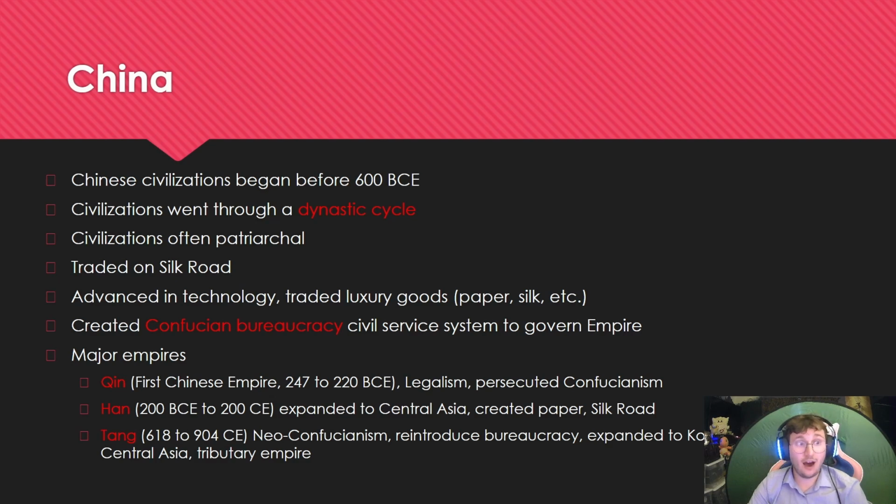Our next is going to be the Han Empire, which is going to be from 200 BCE to 200 CE, and expanded China to Central Asia. This is going to be the dynasty that creates paper and really builds up the Silk Road. And then we have the Tang Dynasty, from 618 to 904 CE, and this is going to show the birth of Neo-Confucianism, reintroduce the bureaucracy, expand into Korea and Central Asia, and create a tributary empire.